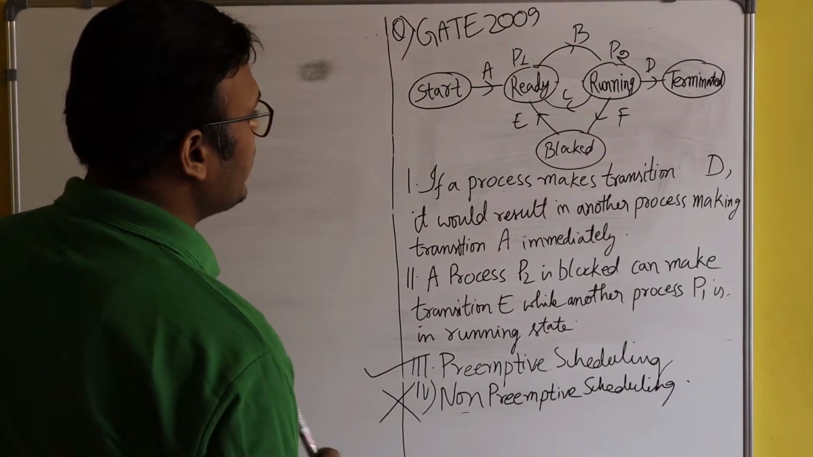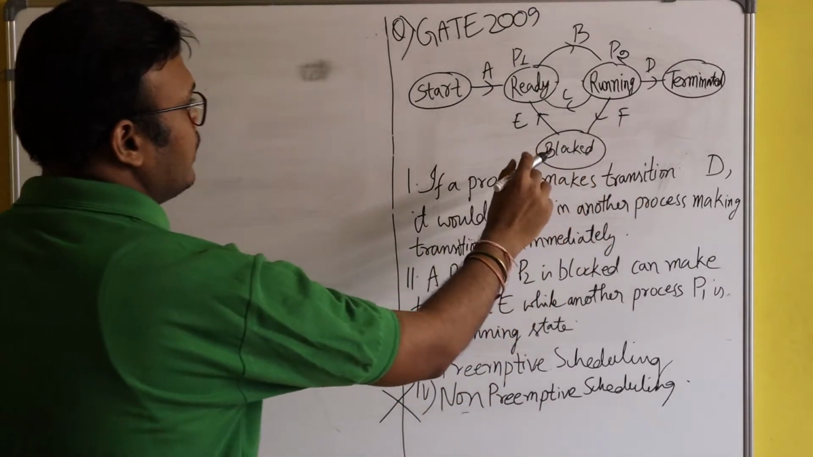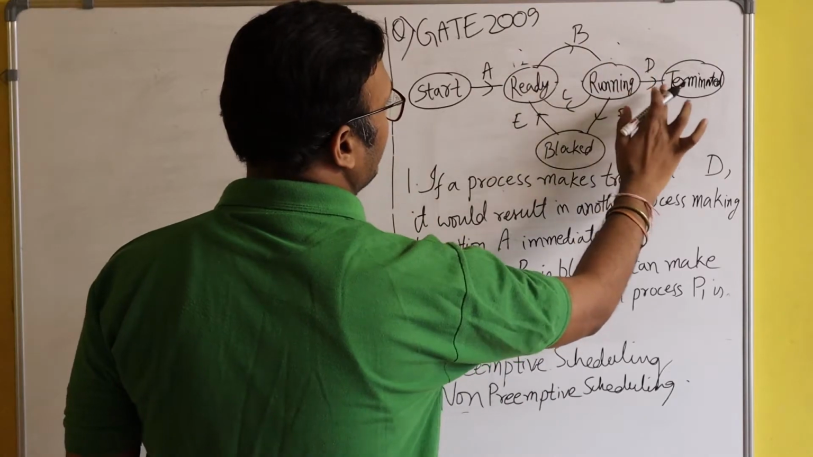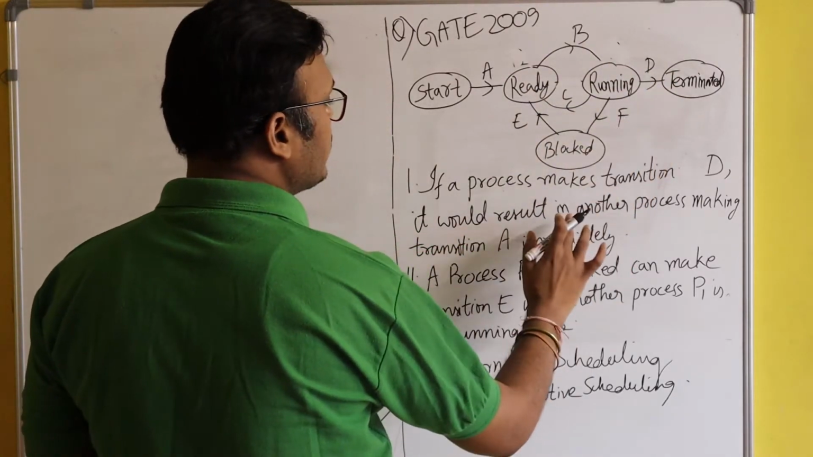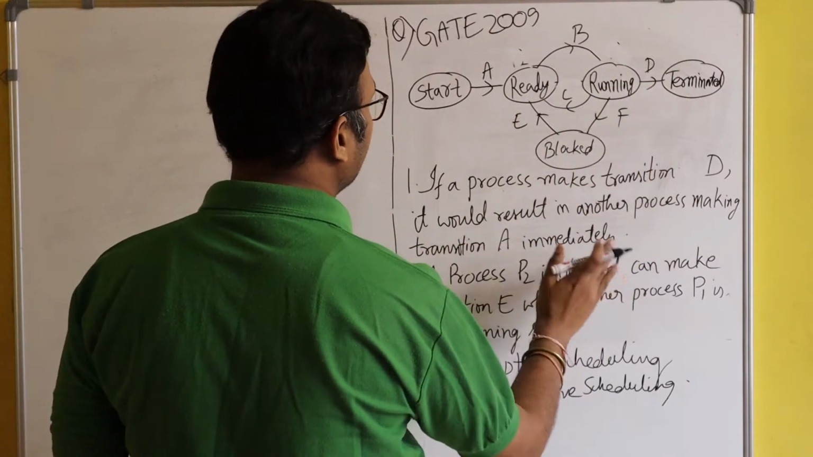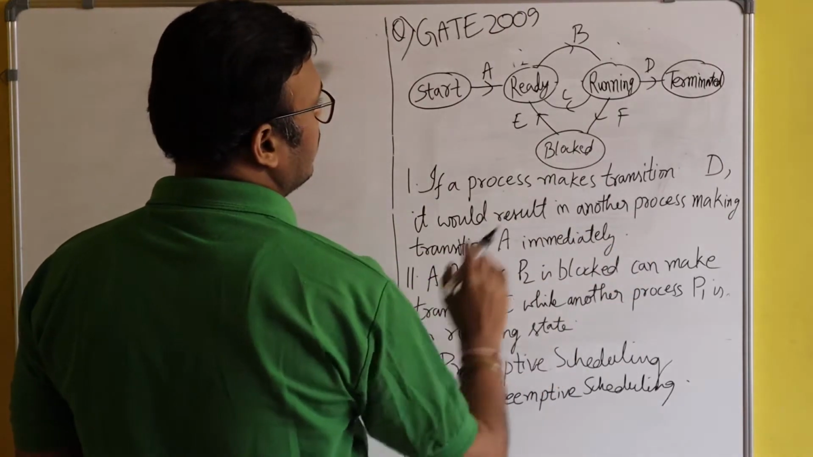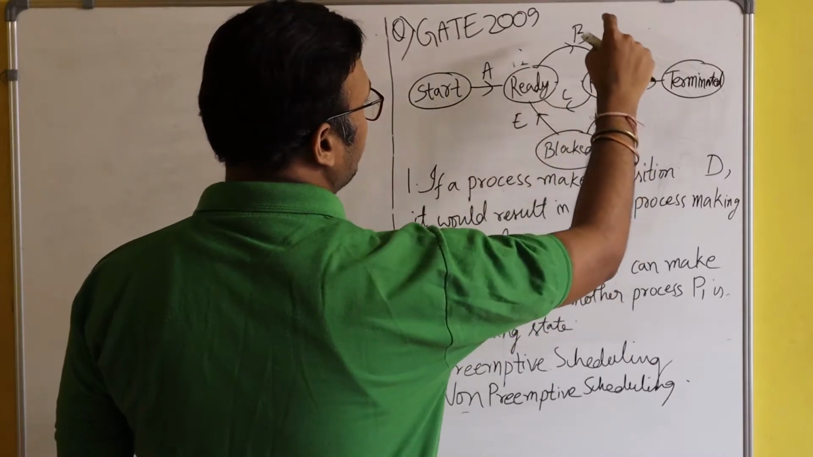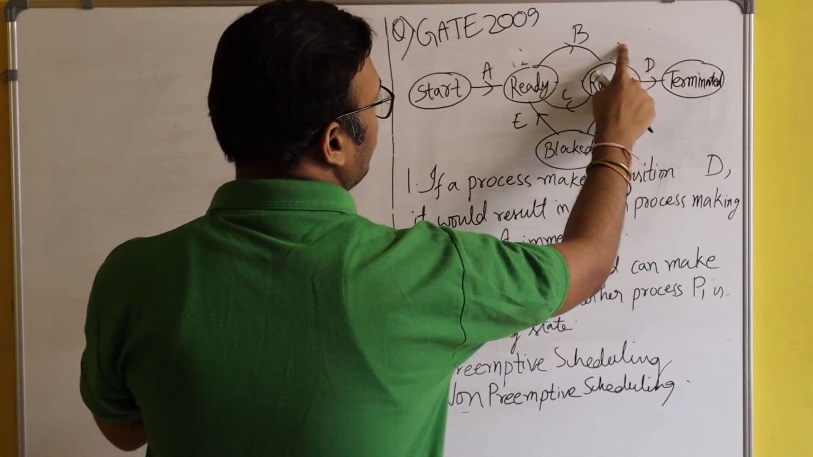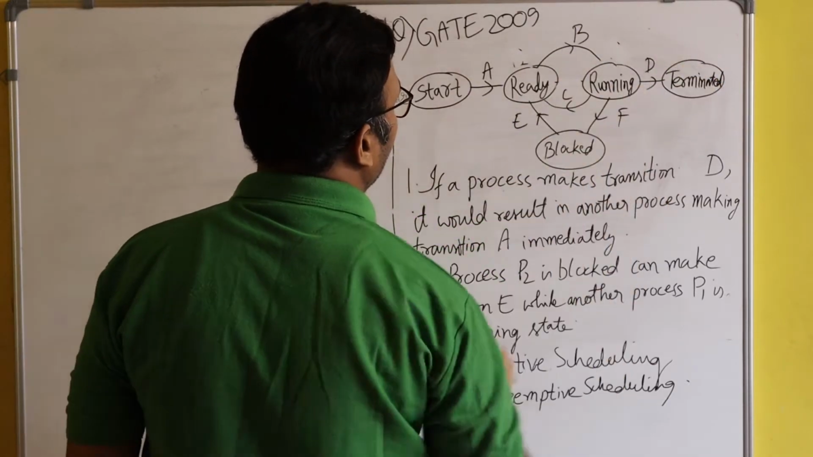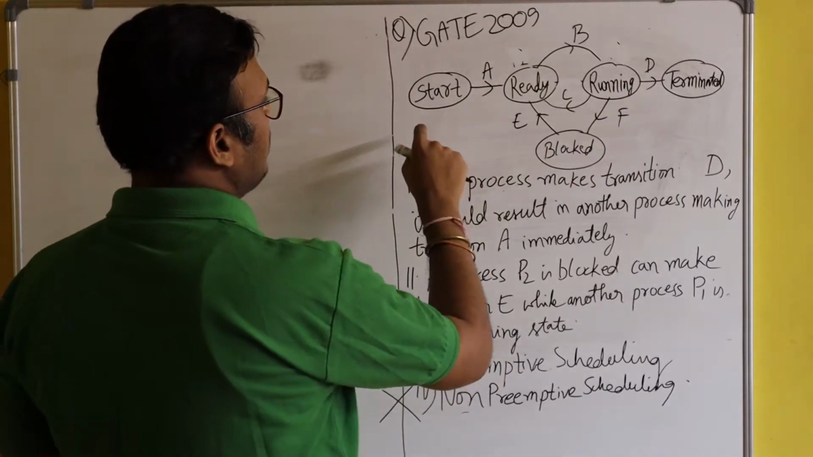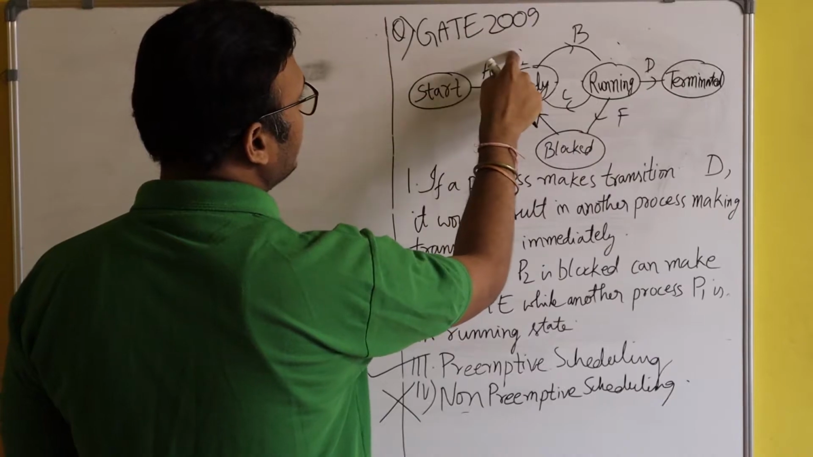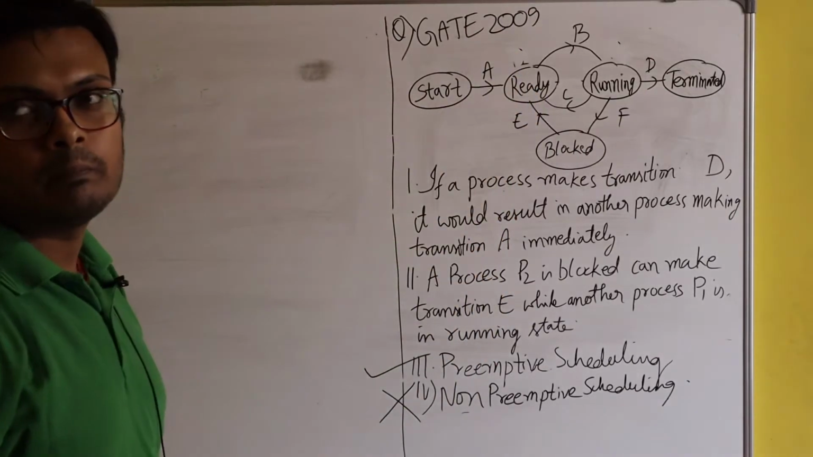If a process makes transition D, transition D means this transition. It would result in another process making transition A immediately. It means, if a process from running state moves to the terminated state, a process from start state will move to the ready state. Is it correct?